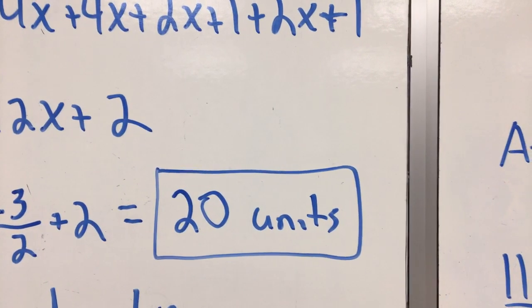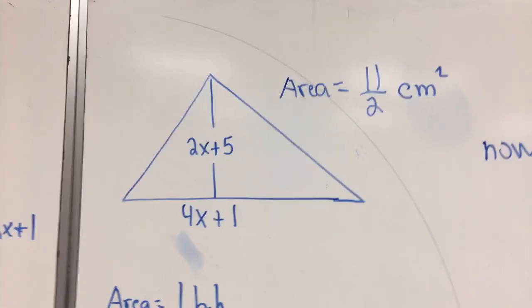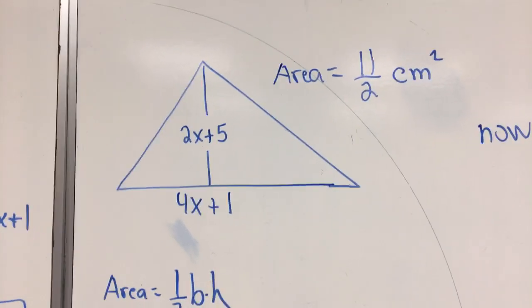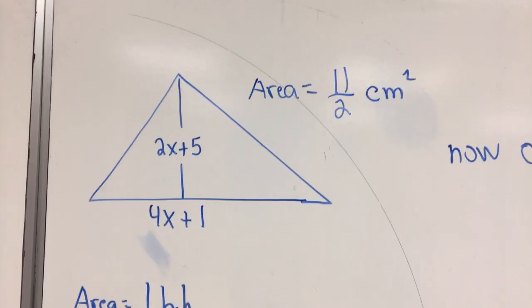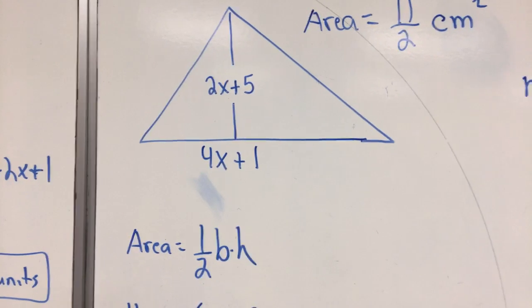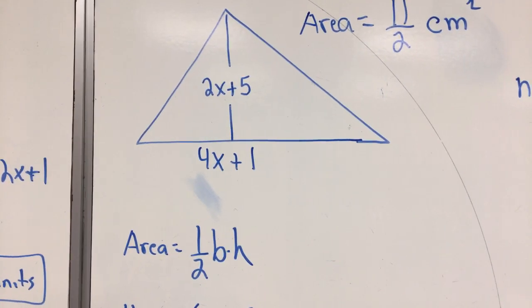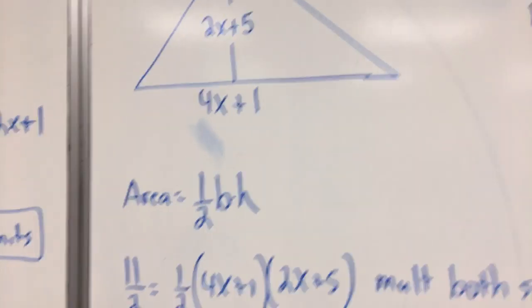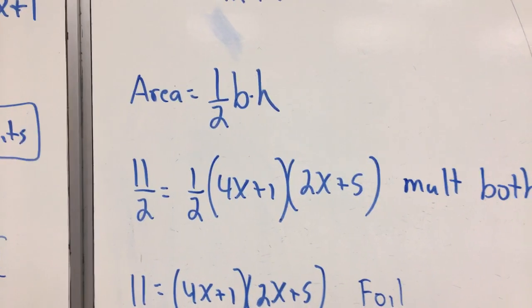Okay? All right. You have a triangle. I'm going to tell you that the area of the triangle is 11 halves centimeters squared. And you're thinking, oh my God, he gives us a fraction. All right, well, how do you find the area of a triangle? The area of a triangle is 1/2 base times the height. So do exactly the same thing as you did on a rectangle. The area, 11 halves, is equal to 1/2 times the base times the height.